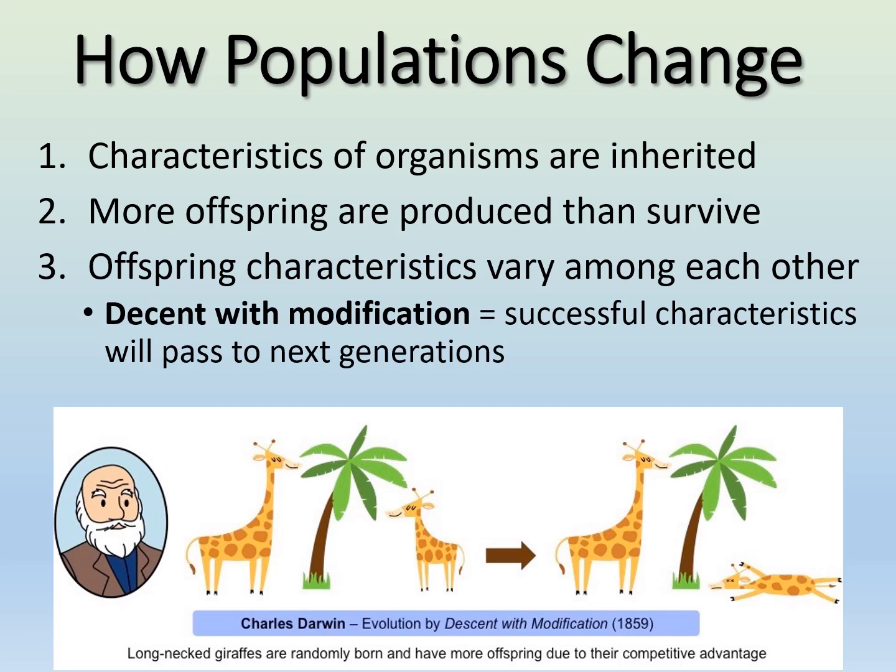So that should be a little bit of review for us. You know, our example of our giraffes: long-necked giraffes are just randomly born, but then they are going to have more offspring because they have a more competitive advantage over their short-necked friends, right?